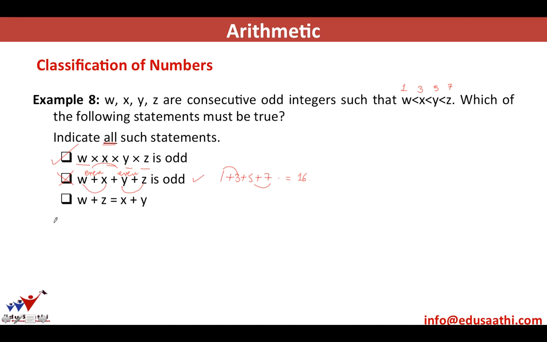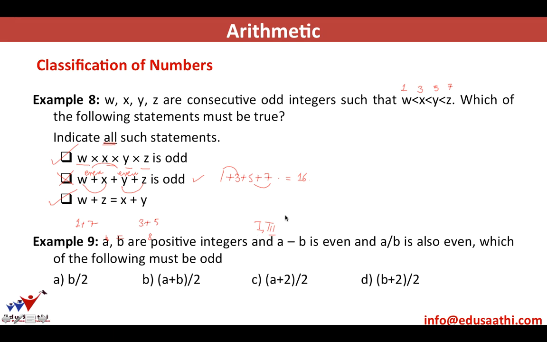W plus Z, so this is 1 plus 7, and X and Y, 3 plus 5. This is also 8, this is also 8, they are equal. This statement is true. So statement number 1 and statement number 3 are correct, whereas statement number 2 is a false statement.